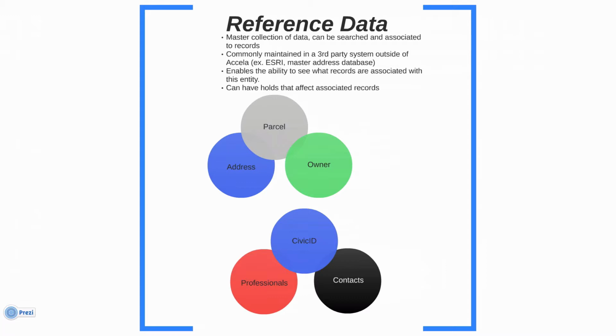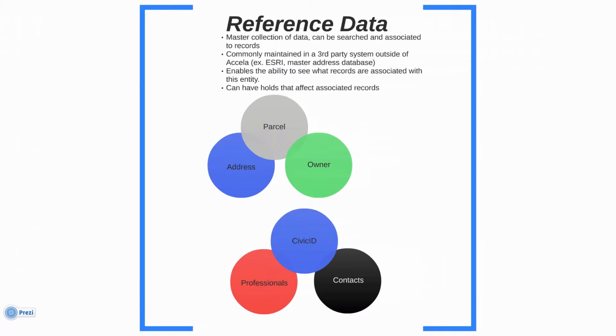A lot of times this reference data is maintained in a third-party system. So things like parcel address and property ownership data, that might be the system of record, might be the assessor's office, or it might be stored in a GIS system. And Accela Automation will reference that third-party system to pull that data in and associate it to records.